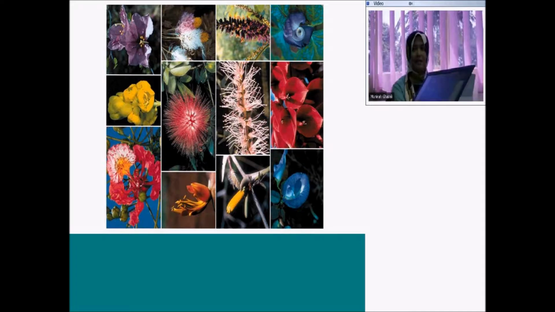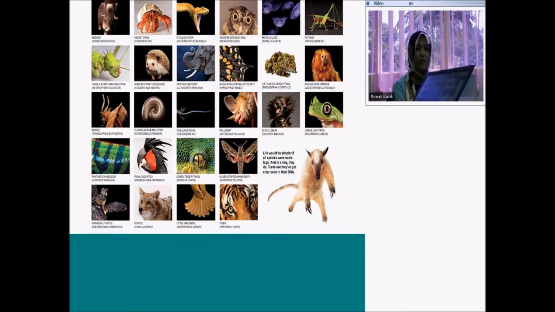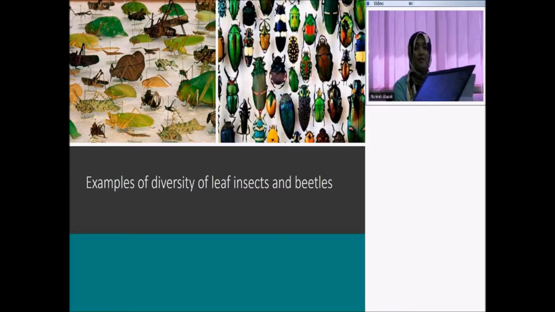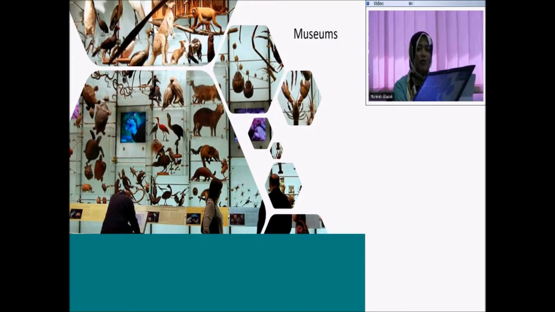So you can see some examples of diverse plant species just now. Now you can see some animal species. There's a whole range of animals from the largest to the smallest. Another example is the diversity of insects. These are some small animals like insects. Leaf insects have so many different species, and so do beetles. These are tropical leaf insects and beetles that you can find partly in Malaysia, and there's a whole lot more out there.